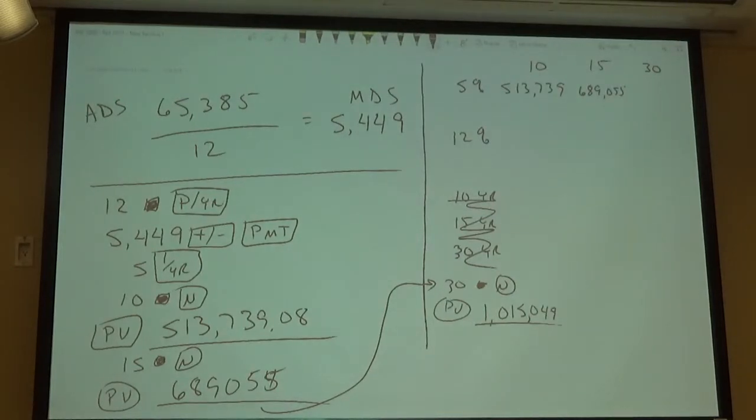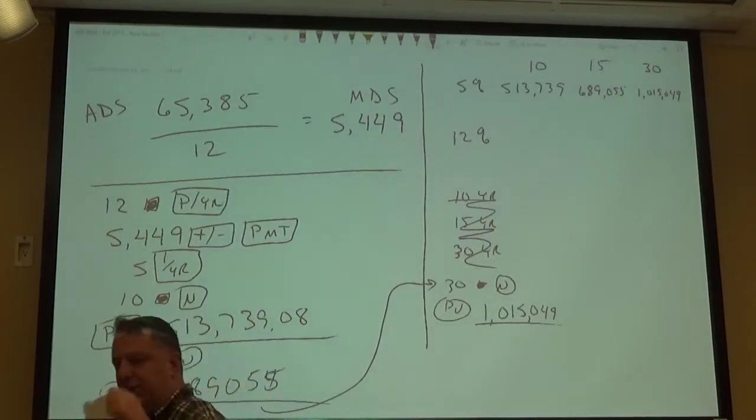$1,015,049. Yes? Okay. Those of you that are able to follow along. So that's a pretty big jump. Going from 10 years to 30 years, pretty much doubling the size of the loan that we could obtain from the lender. Okay, so now, once again, very, very simple, teachable moment.